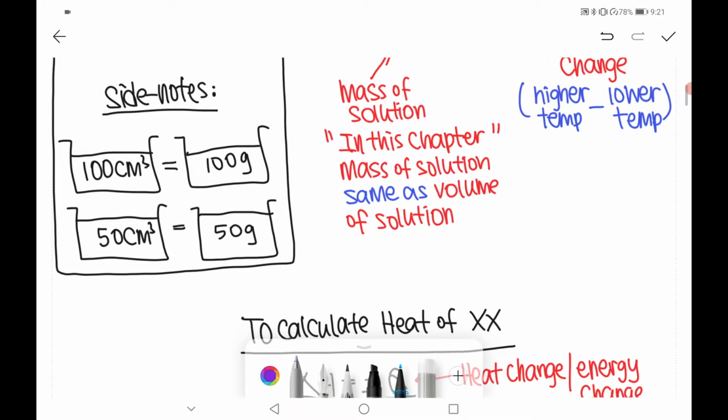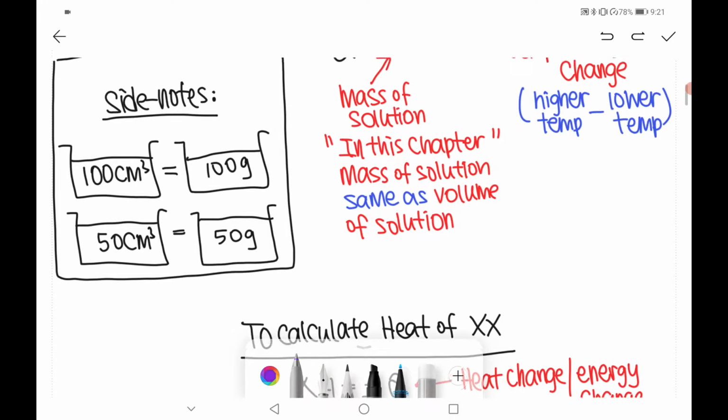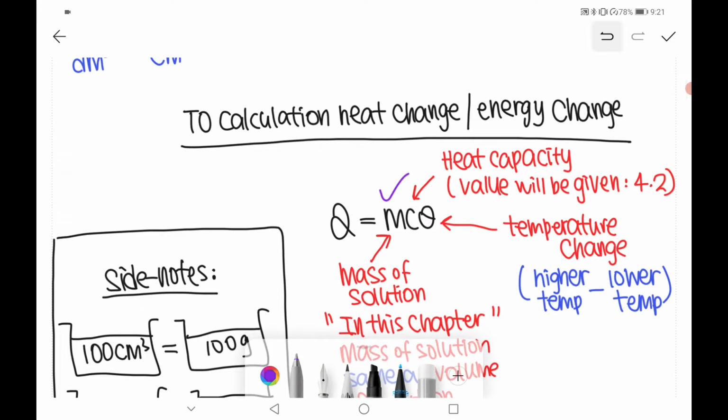For example, if the solution volume is 50 cm³, then the mass will be 50 gram. If the solution is 400 cm³, then the mass is 400 gram. Very simple, very straightforward. So now you should know what m is already.